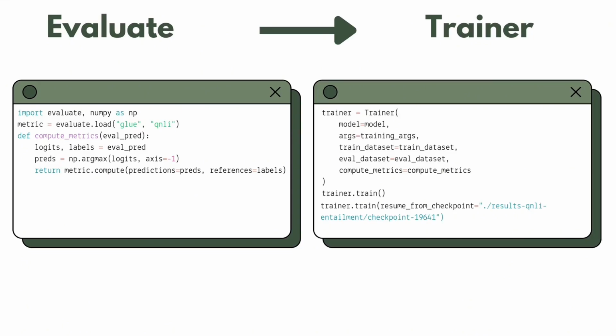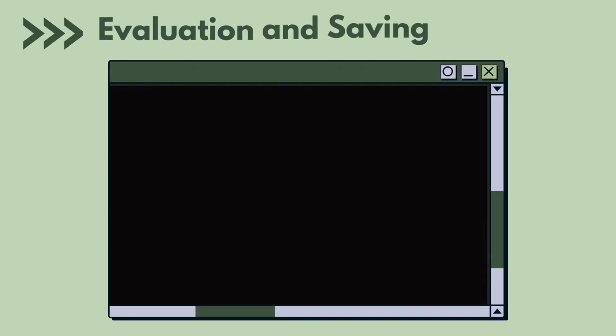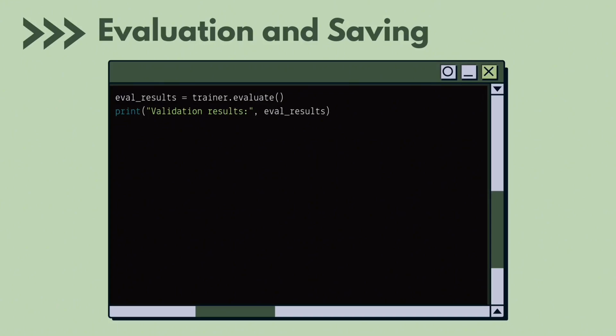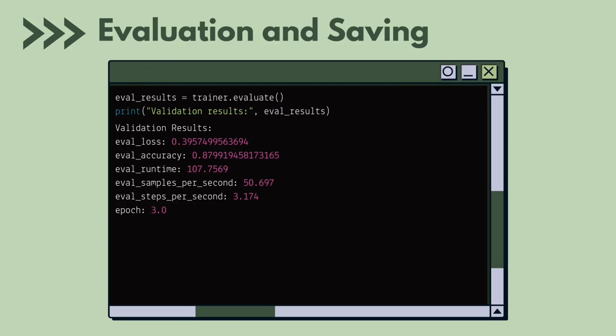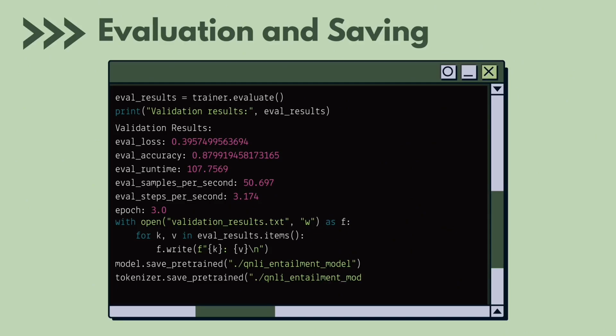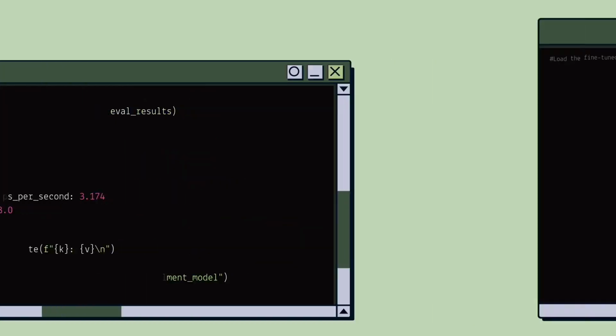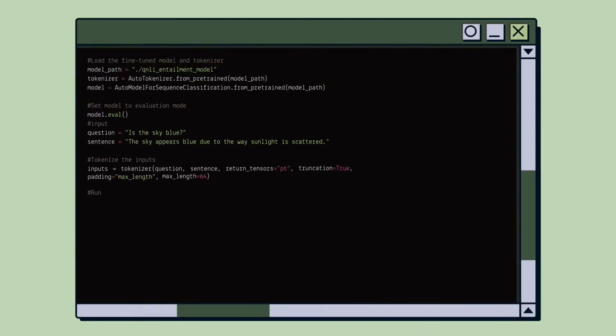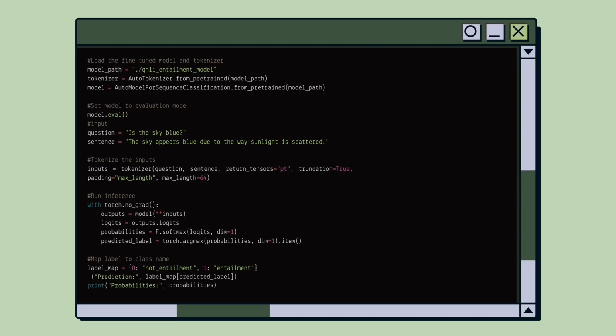To resume from a checkpoint, use the following command. After training finishes, evaluate your trained model on the validation set. After loops of training, here are the results. You can save your metrics to a text file if you want to, as well as save your model and tokenizer for later use or inference. Now you have a fine-tuned model ready for deployment or submission. You can use this model for inference on your test data.